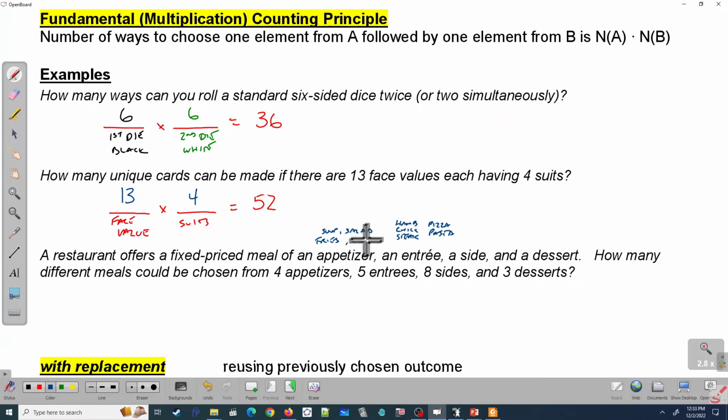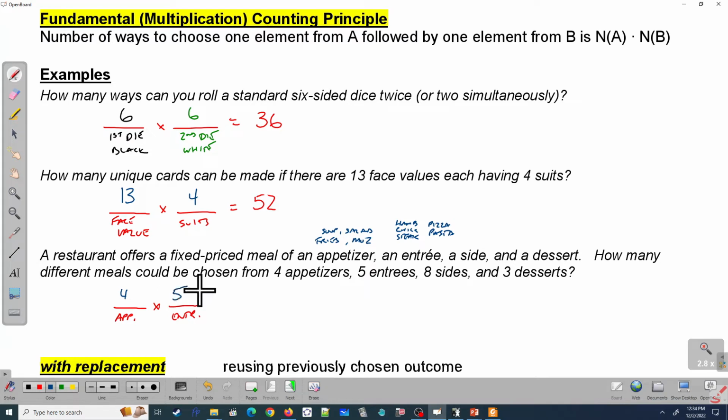And then mozzarella sticks for hamburgers, mozzarella with chicken, mozzarella with steak, mozzarella with pizza, and mozzarella sticks with pasta. 5 more giving me 20 options. Or I could have just said, here's my appetizers, so I'll abbreviate with app, and I could have just said there's 4 of those, and simply multiply it by my entrees, which is 5.